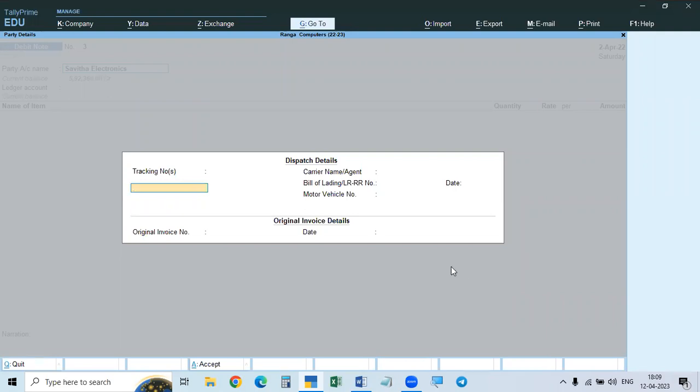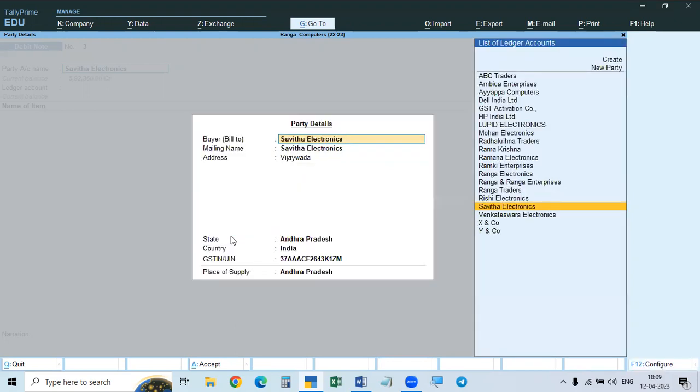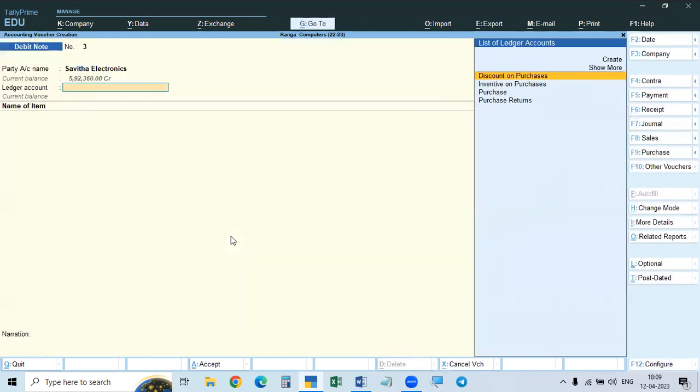In this case, when I'm selling these, below the dispatch details, here, dispatch details, I have to give the original invoice number. What is the original invoice number? The original invoice number is 125, dated 1st April. 125, 1st April. Then Control A, save that.